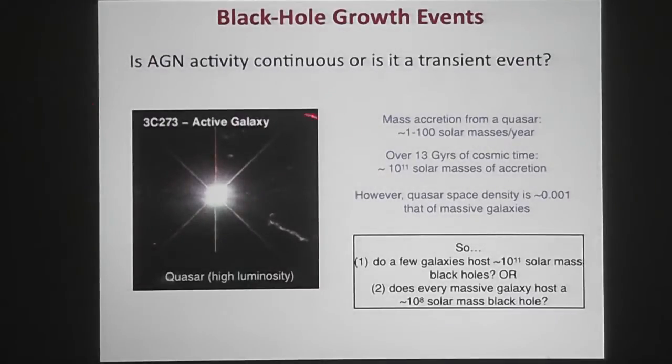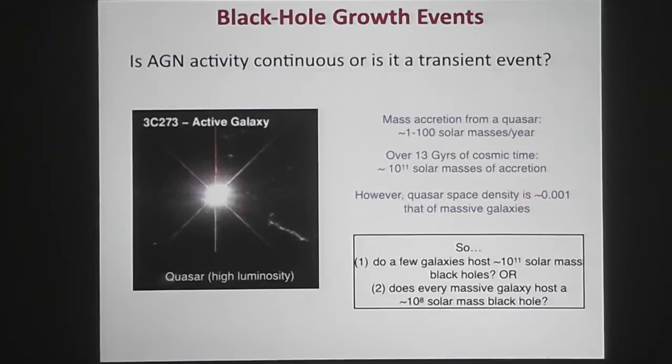So black hole growth events: is black hole activity a continuous or a transient event? We can come back to the original source, 3C 273. It has an accretion of typically 1 to, in some cases for quasars, 100 solar masses per year. If you integrate that over 13 gigayears of cosmic time, so constant accretion, you would end up with a black hole mass of 10 to the 11. And we see that most of the local black hole masses are more like 10 to the 9, a few 10 to the 10. That suggests that we don't need to accrete very much, or that we can have accretion periods which are transient.